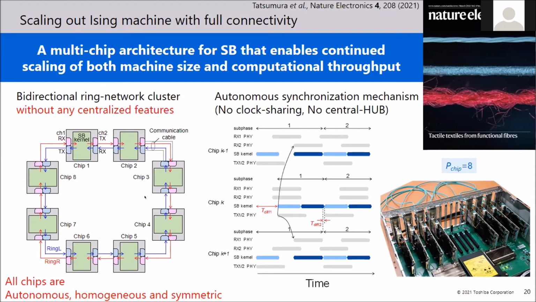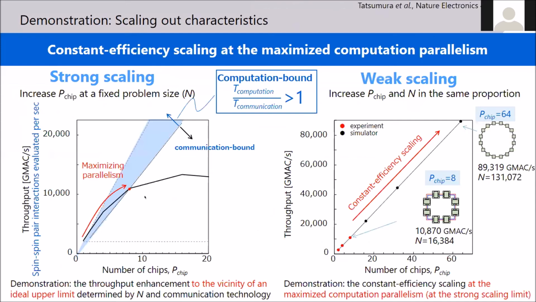Before explaining the architecture, let me show first the scaling out characteristic. If we may sacrifice the speed performance, it is easy to enlarge the machine size by connecting multiple chips. So the point is the scaling characteristic of the computational throughput speed. These two figures show the throughput as a function of the number of chips, P. The left figure is a strong scaling characteristic, where we increase the number of chips at a fixed problem size N.